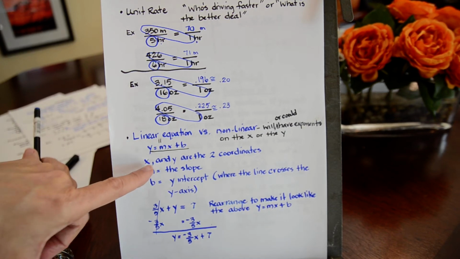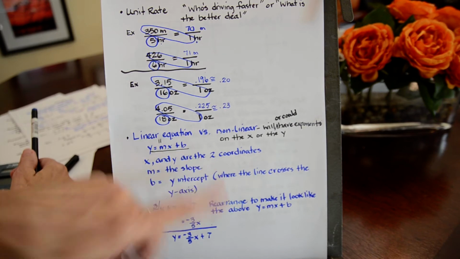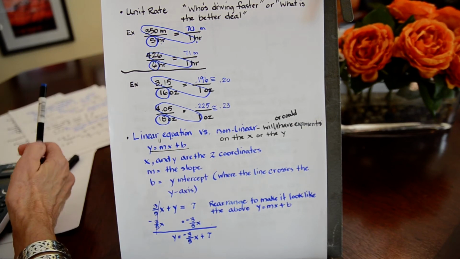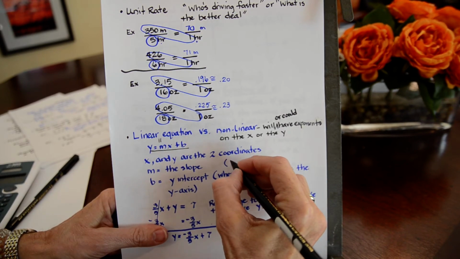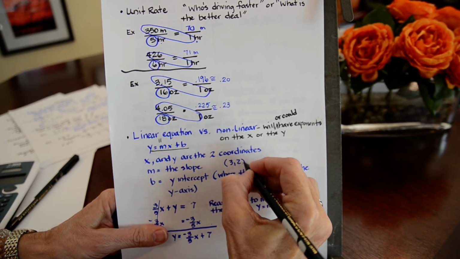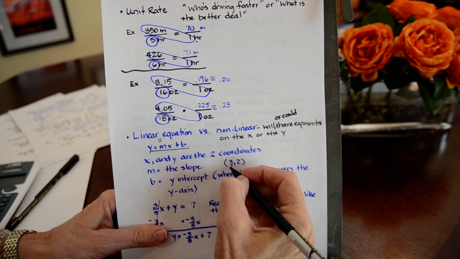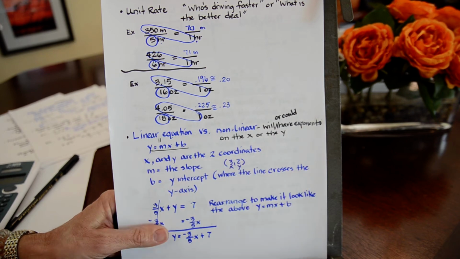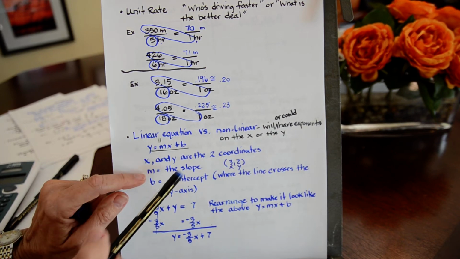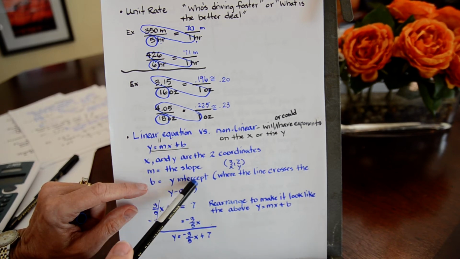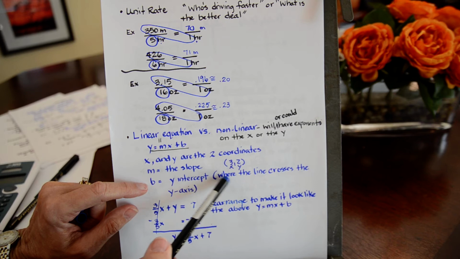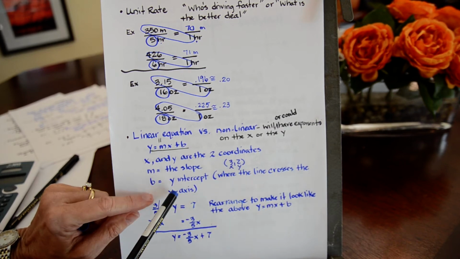The x and the y are the 2 coordinates, like from your coordinate points. You know, when we have something like this, 3, 2. This is the x, this is the y coordinate. The m is the slope, and the b right here is the y-intercept. That just means where the line crosses the y-axis.